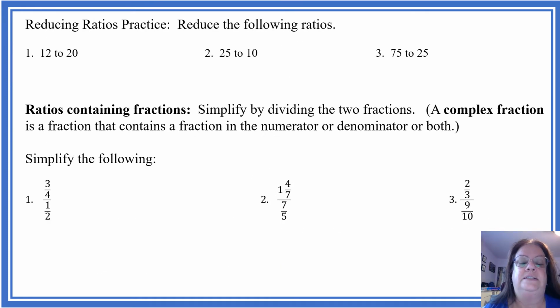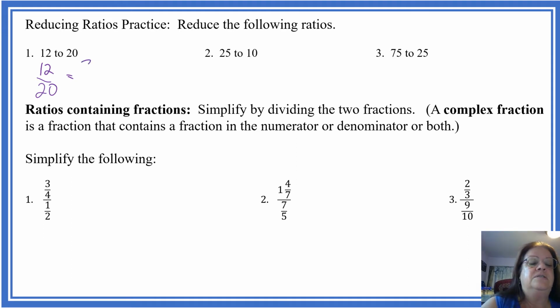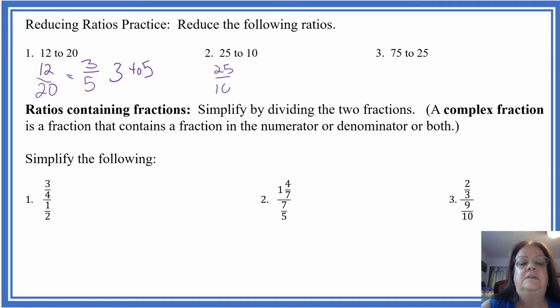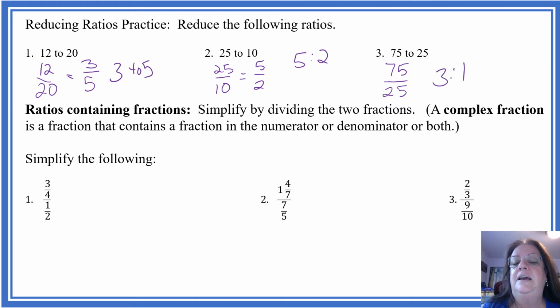Reducing ratio practice. Reduce the following ratios. 12 to 20: they both have 4s in them, so that would give me a 3 to 5 ratio. 25 to 10, they both have 5s, so this is going to be 5 over 2, or a 5 to 2 ratio. 75 to 25, there are 3 25s in 75, so this is basically a 3 to 1 ratio.